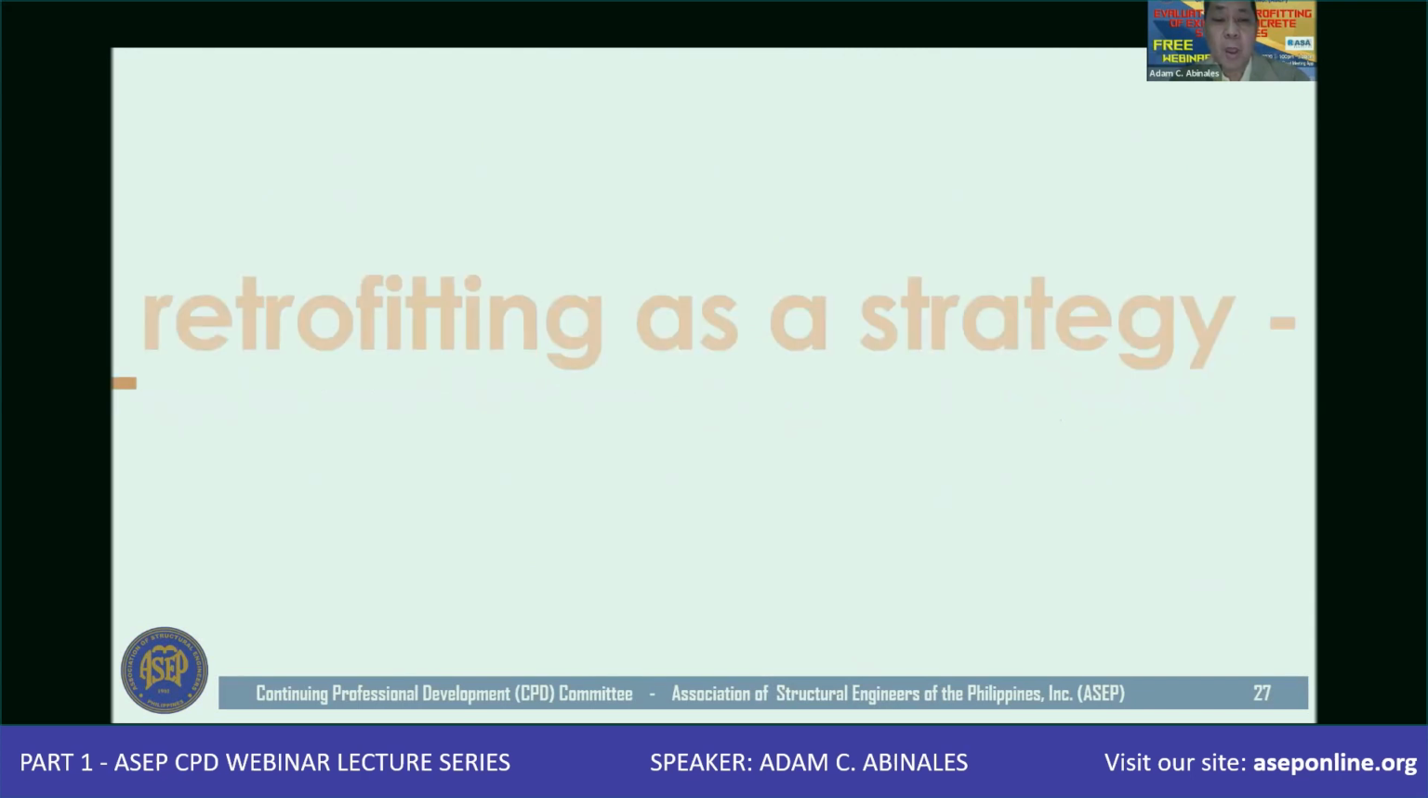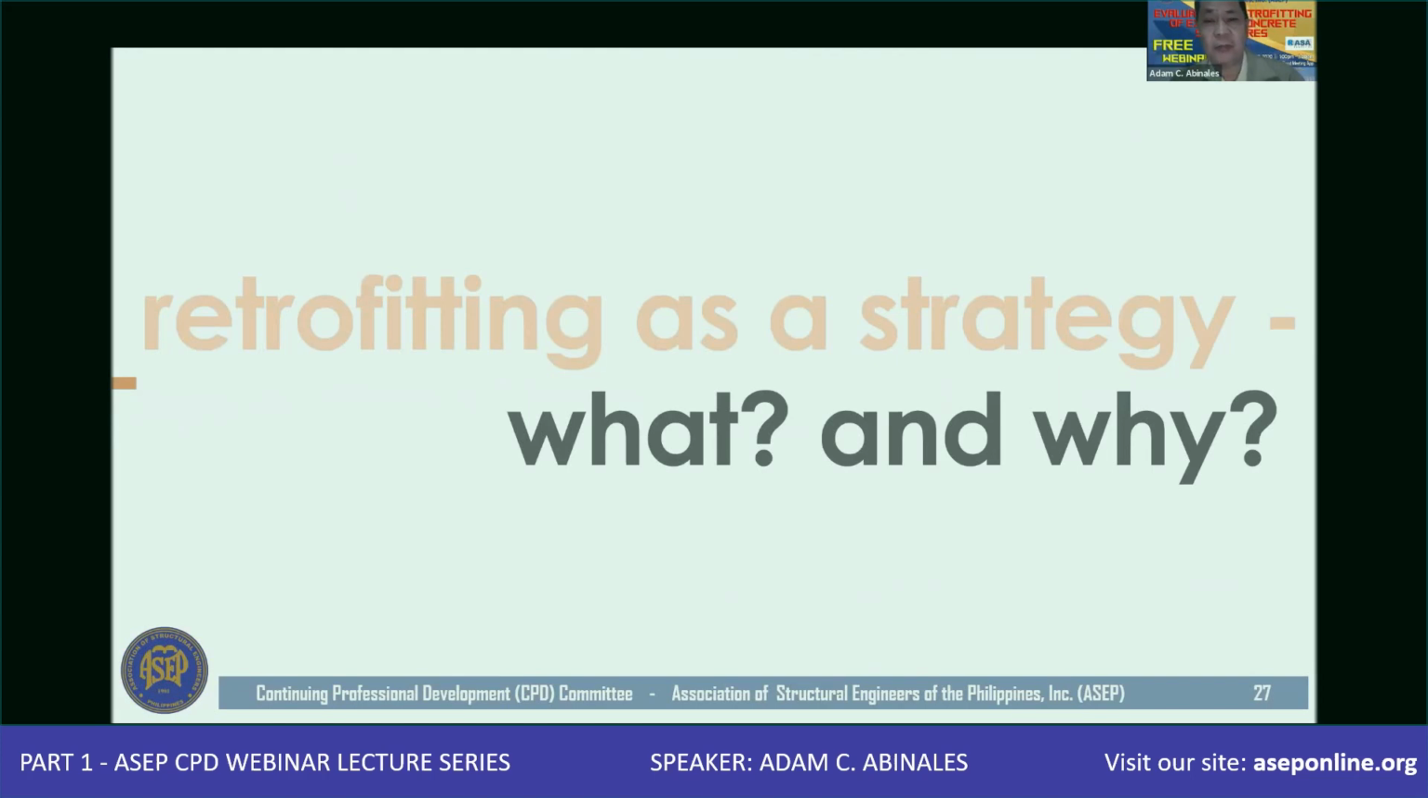Now we talk about retrofitting as a strategy. If our answer in the previous slide is yes, then it means we can still restore the building. Of course, retrofitting or restoration of a damaged building would be subjected to a very thorough, detailed evaluation before you decide that retrofitting would be your strategy.